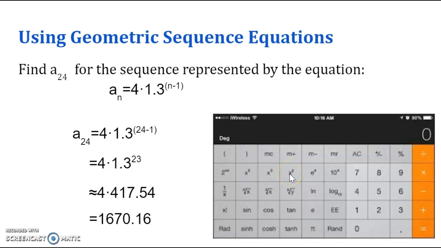X is what you've just entered. So you click this button now, and then it's waiting for the y value. So then you enter 23, and then you click equals, and that should give you 417.54. And then whatever that value is, then you need to multiply by 4, and that should give you 1670.16.